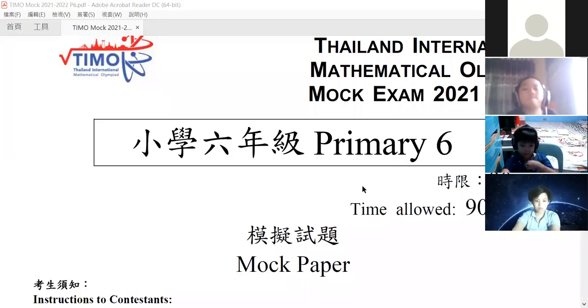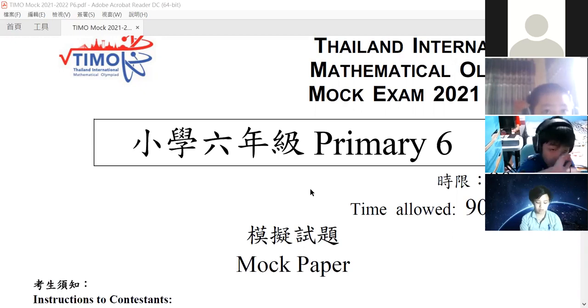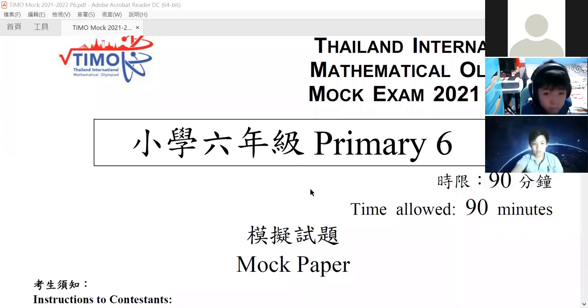Okay, welcome to the Thailand International Mathematical Olympic mock examination 2001 to 2002. This is for the students of primary 6. This paper consists of 30 questions separated into 5 different topics: logical thinking, arithmetics, number theory, geometry, and finally, combinatorics. And you have 90 minutes to finish this paper. This is just the same as the real examination.